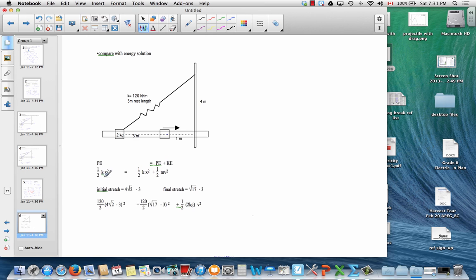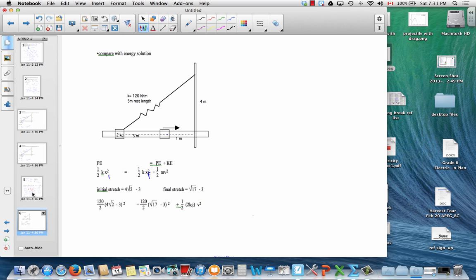So the very simple energy equation says half kx squared at the beginning, that's initial x, is half kx squared at the end, that's final, plus half mv squared. Now the initial stretch is, with this thing starting off at 4, it's 4 squared plus 4 squared, it's root 32, minus the rest length of 3. And then the final stretch with it in here at 1, it's 4 squared plus 1 squared, it's root 17 minus 3. So you put those values in and you end up with this expression here. And that could very easily be solved for the final speed of v.